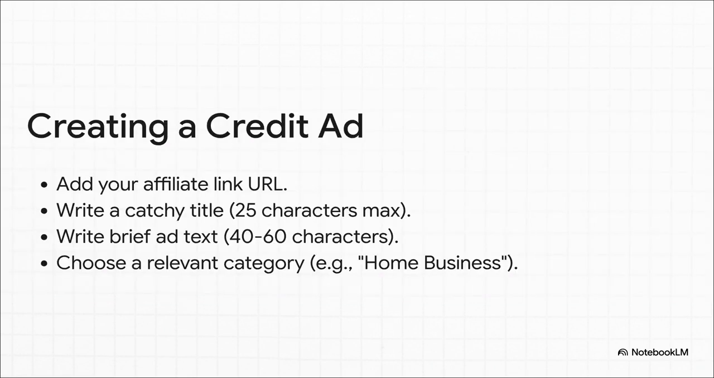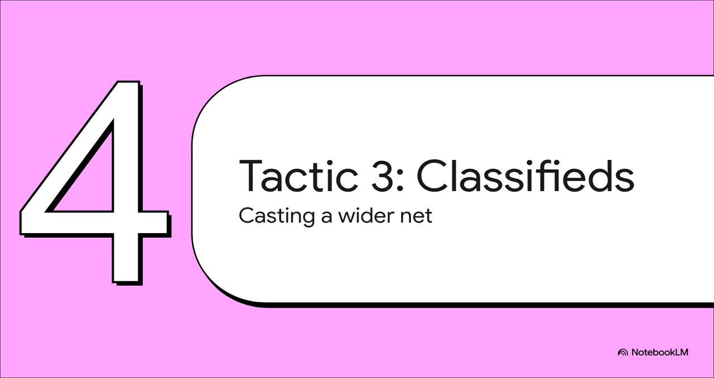Pretty neat. And true to the whole keep it simple philosophy, making one of these ads is incredibly easy. You just plug in your affiliate link, you write a really short, punchy title and a little bit of ad text, pick a category like home business, and that's it. Your ad is now live, being shown to a built-in audience of other people trying to do the exact same thing. Okay, so at this point, the promoter has tapped out their friends, they've started building an email list. Now it's time to scale up and go wide.